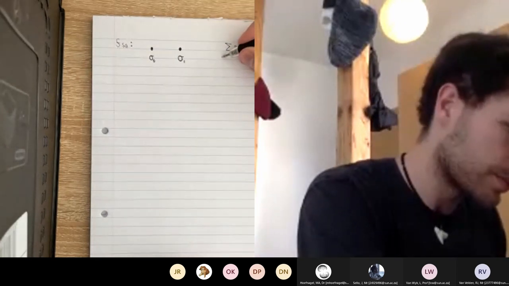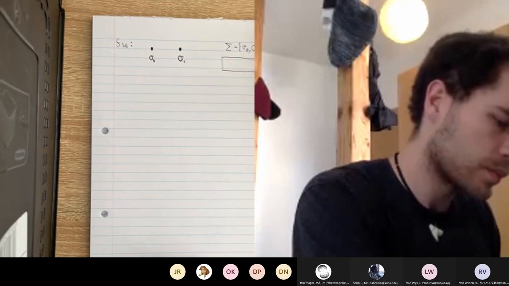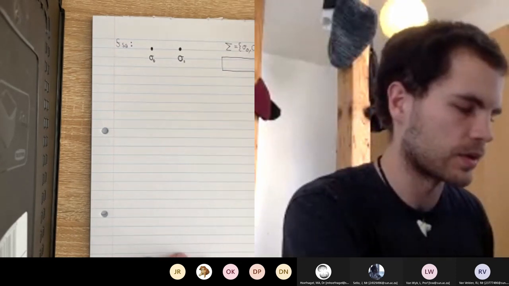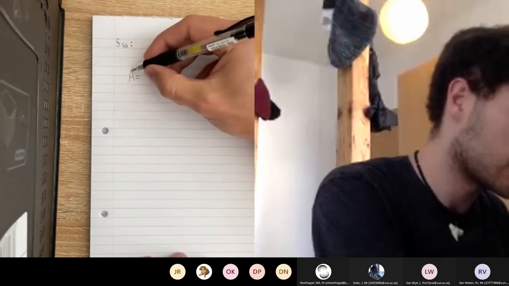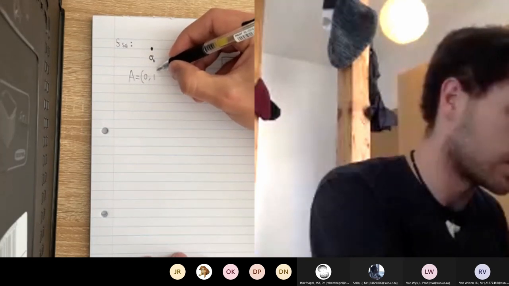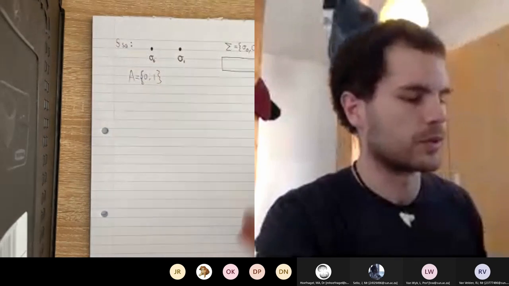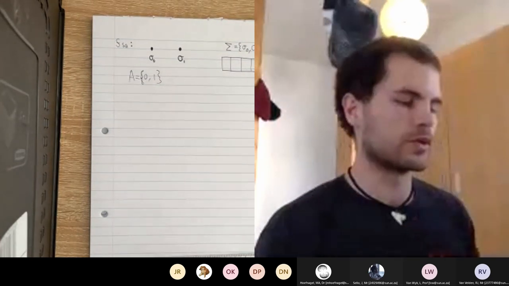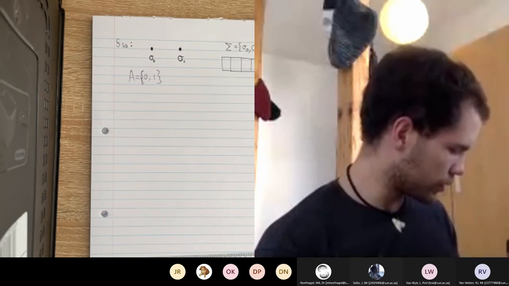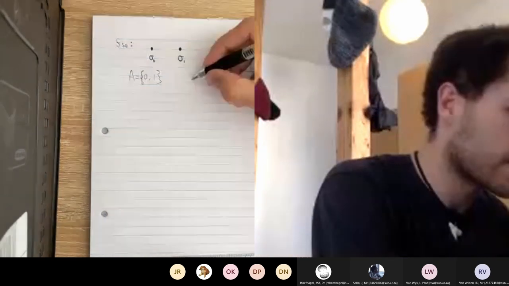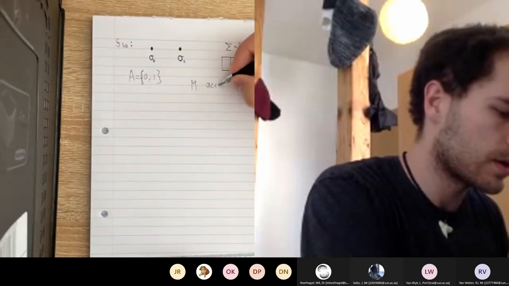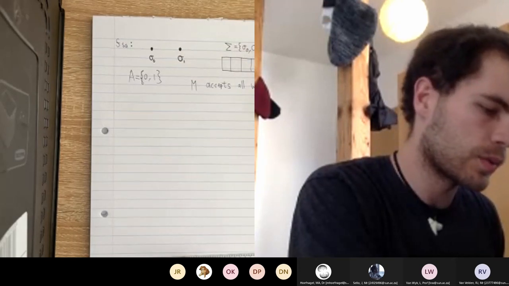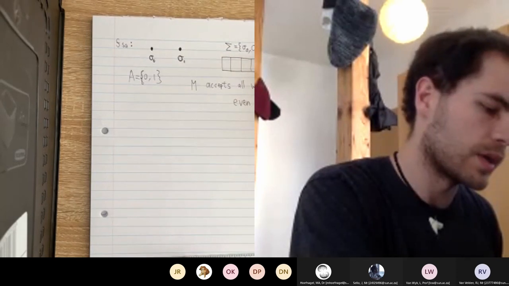And then we would have our tape here, which goes like that. And we want to have an alphabet to do our things on. So say our alphabet is just 0 and 1. So this tape will consist of zeros and ones. And let's think what we want to make from this tape. So one example is where we have M accepts all words with even amount of ones.